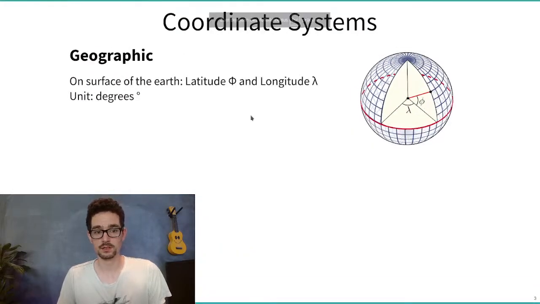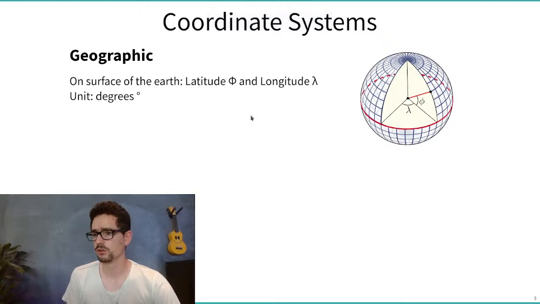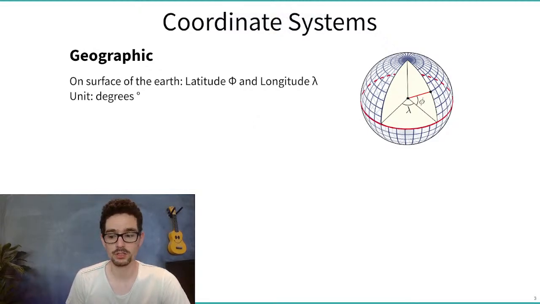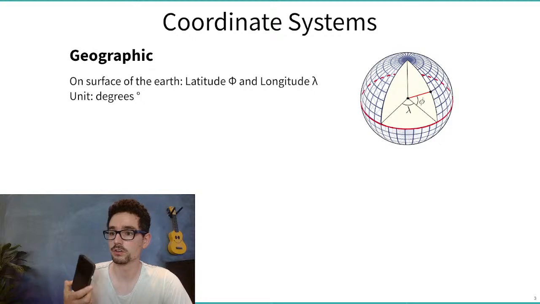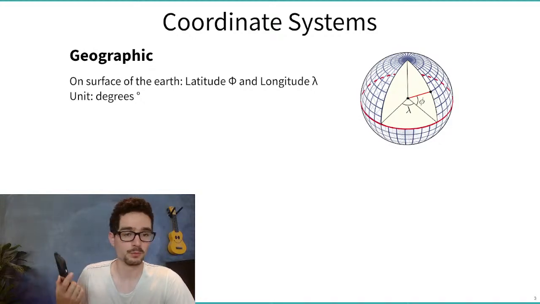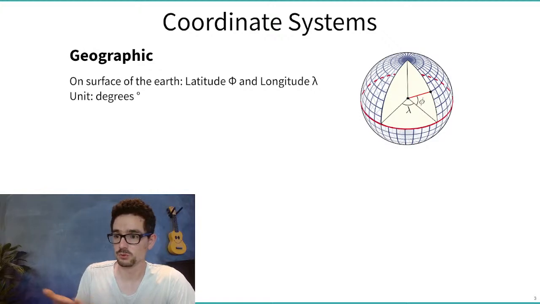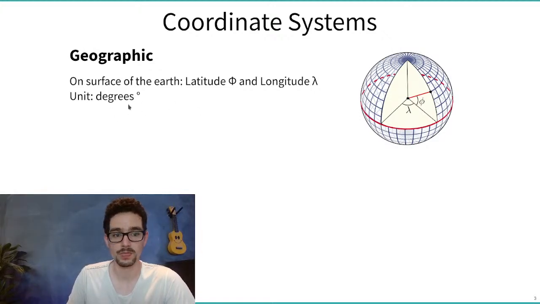Okay. And degrees is important. Degrees is also what a GPS sensor gives you. Every mobile phone has GPS built in. Some smart watches have GPS built in, and they provide you longitude and latitude in degrees. Why is this so important?